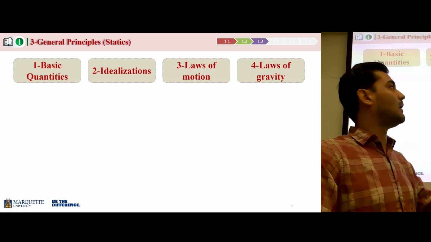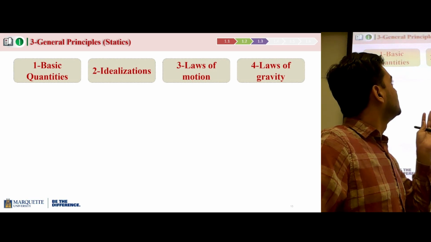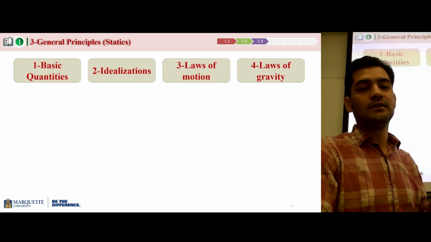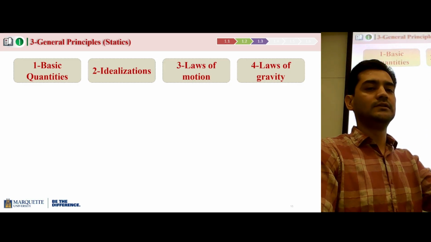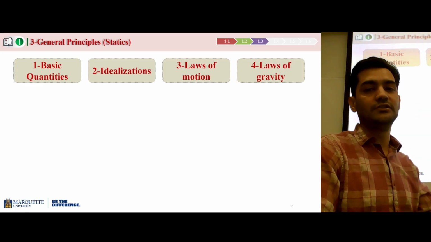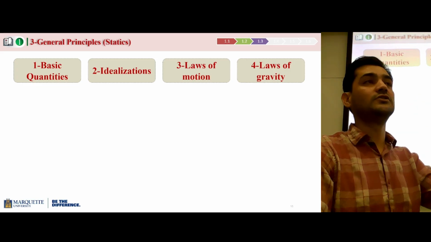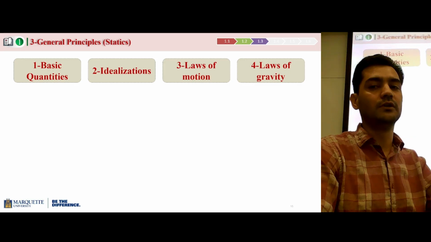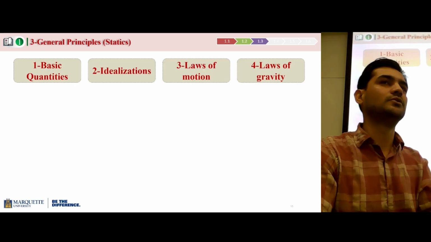So I want to talk about 4 things as a review of statics. One is basic quantities, another one is idealization, and then you have the laws of motion, which were proposed by Newton, and the law of gravity, that's also proposed by Newton.